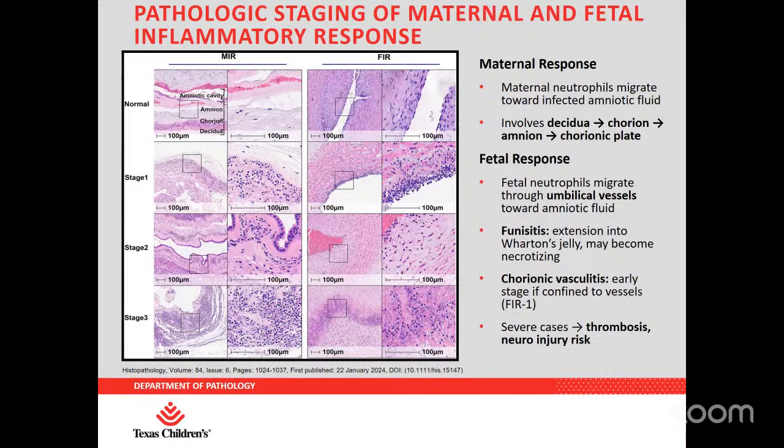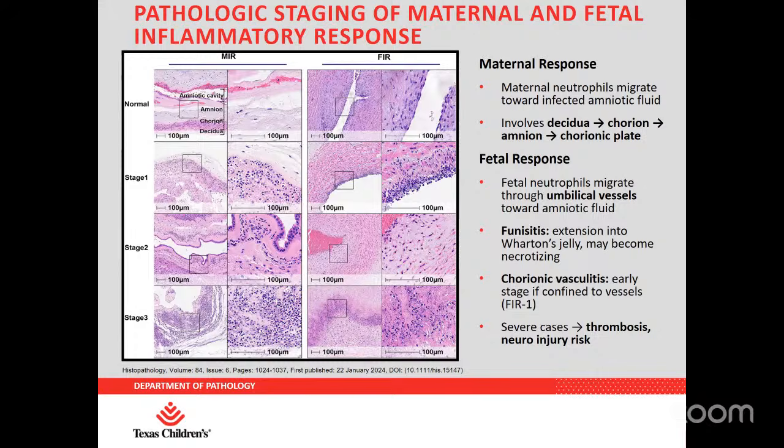With regards to fetal inflammatory response, that's staged separately, with stage 1 corresponding to umbilical vein phlebitis, so neutrophilic infiltration of the vein wall. Stage 2 is characterized by involvement of one or both umbilical arteries, so when you've got the presence of arteritis. And then finally, in stage 3, there is extension of the inflammation into the Wharton's jelly surrounding the vessels, indicating advanced fetal involvement, and that's what we refer to as funisitis.